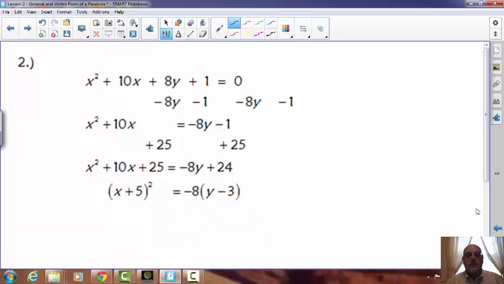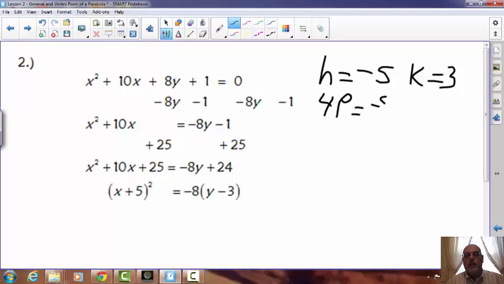So now let's get some data from this equation. h is negative 5. k is 3. 4p is negative 8, so p is negative 2. So let's start. A is the vertex. h comma k, negative 5 comma 3.